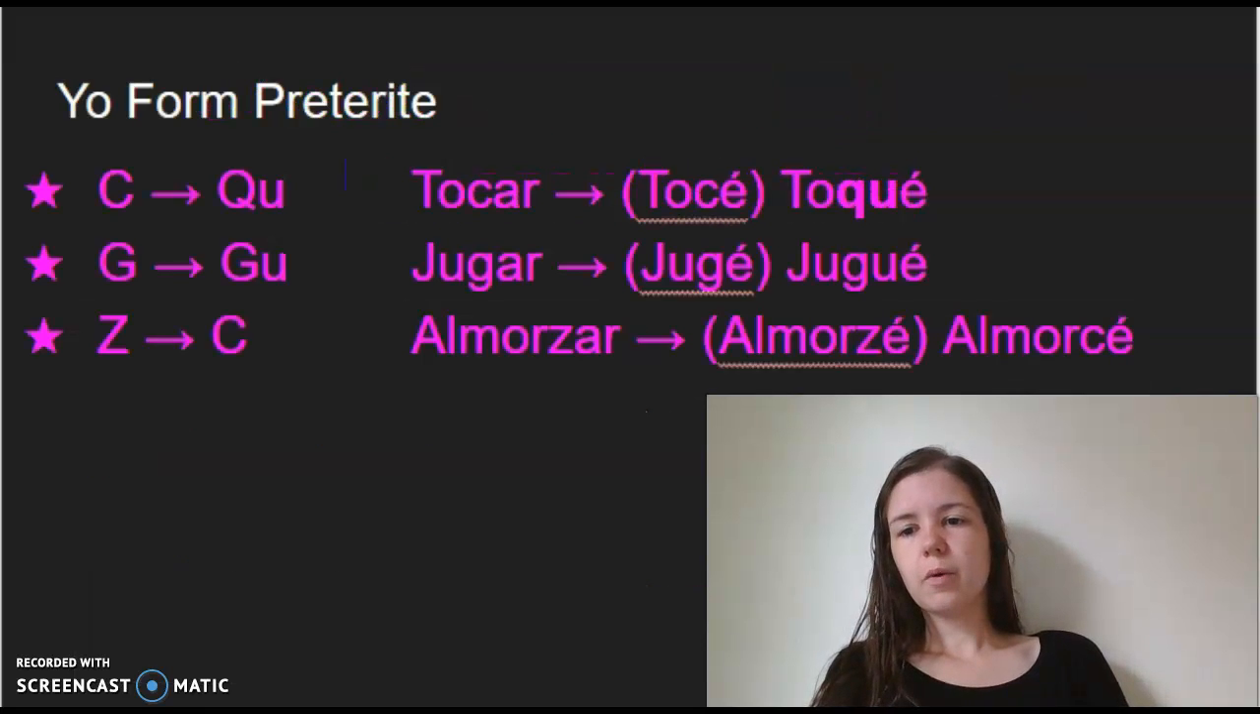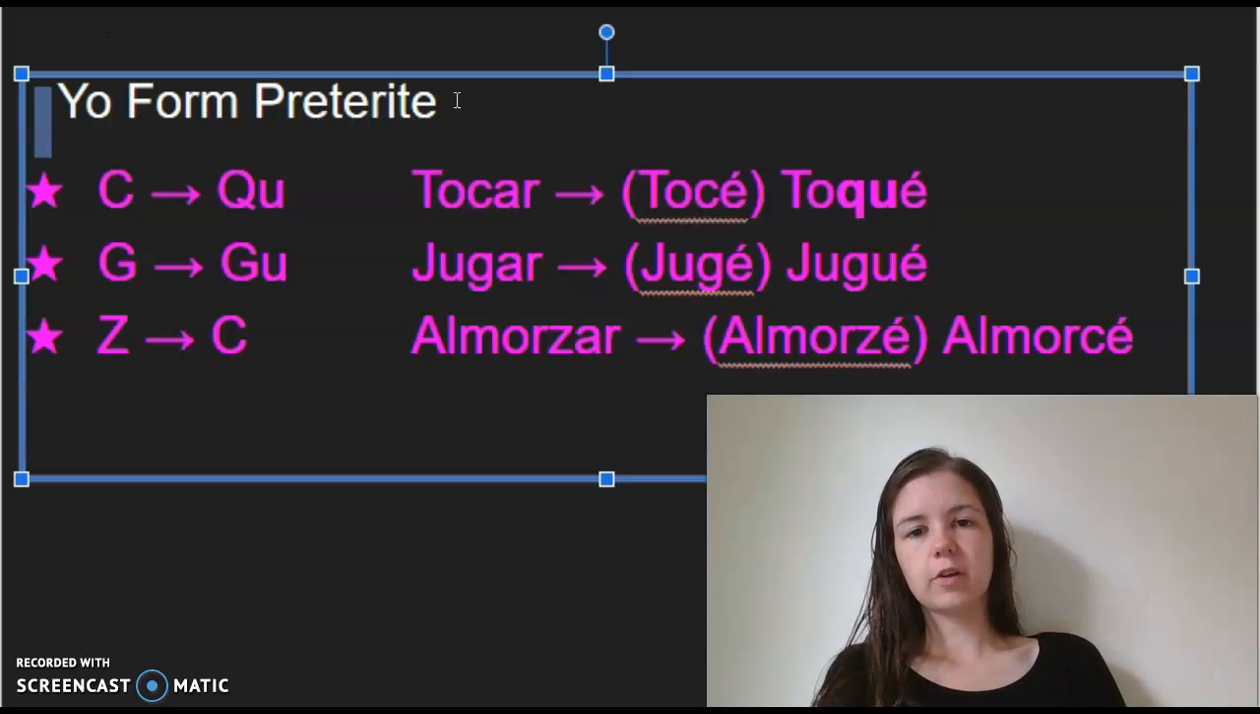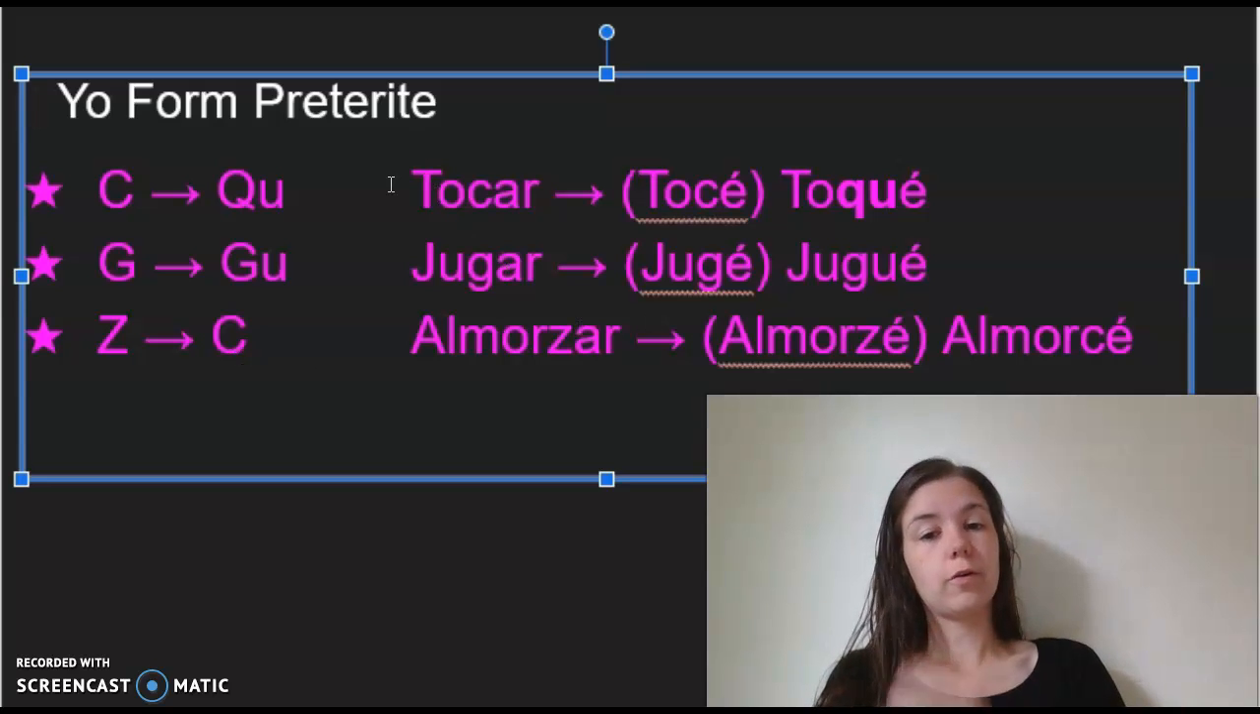So here is how these different letters will change. This is just in the yo form, just in the preterite tense, because we're putting an E here. C changes to a QU. G is going to change to a GU. And Z is going to change to a C. And once again, this is just in the yo form. So I would pause the video and write down what these letters change to, just the yo form of the preterite.